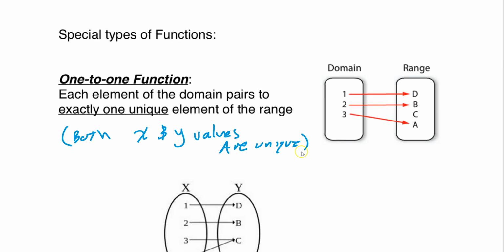So nowhere do we have 2 of the same, right? So 1 goes to D, 2 goes to B, 3 goes to C, right? They're all, there's no doubles anywhere. So if you have both the x, y values unique, we call that one-to-one because each x value goes to exactly one y value. And they're all in the different y values. So that's, right here, this is a one-to-one function.